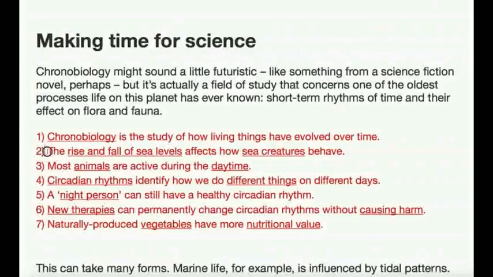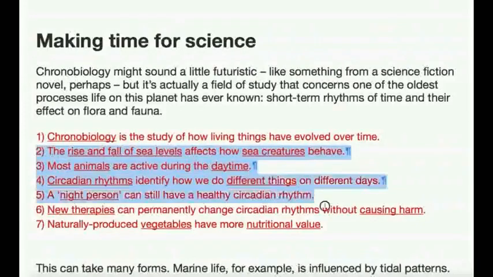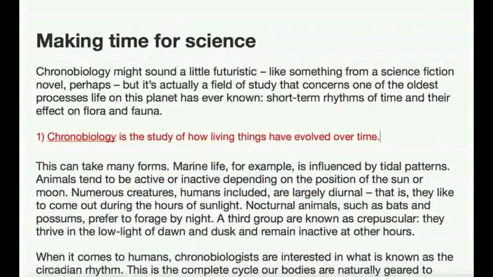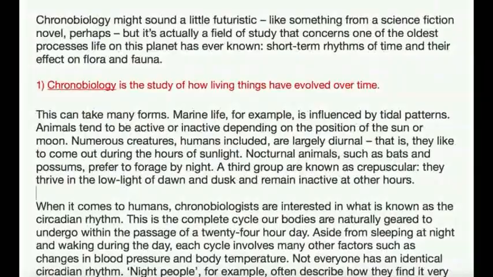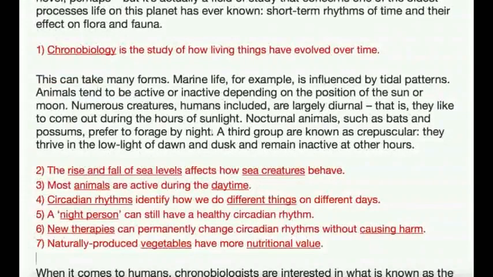So now let's look at the next one. When you found the first one, you'll know that the other ones are going to follow in chronological order. So they will be in the next paragraphs. So the next one, number 2, the rise and fall of sea levels affects how sea creatures behave. So we want to go to the next body paragraph to have a look at for this one. Now here, sea creatures. If we read marine life, so that looks like the information could be here. The rise and fall of sea levels. Marine life, for example, is influenced by tidal patterns. So that information looks like it's there.